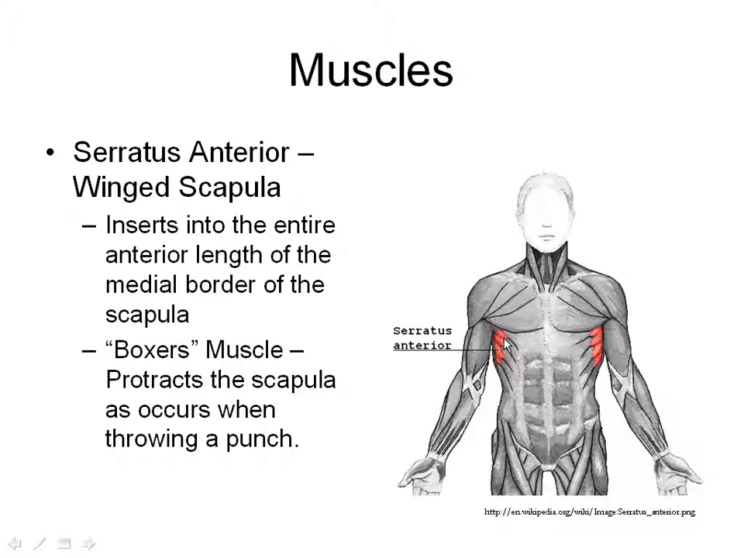Why do we call it the boxer's muscle? Because if you look at boxers, they have a highly developed serratus anterior because of protracting the scapula. If you take your arm and put it into a punching motion, the muscle that is allowing you to protract your scapula, or to bring it from the posterior of your body to the side of your body, as when you throw a punch, is serratus anterior. Again, serratus, it's that serrated edge. You see that sharp point, that jagged edge like a serrated knife.